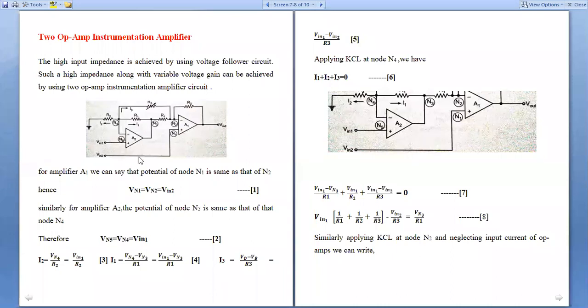So what is this particular amplifier? Anybody, just respond in the chat box. What is the behavior? What is the peculiar construction of A2? Did somebody respond in the chat box?